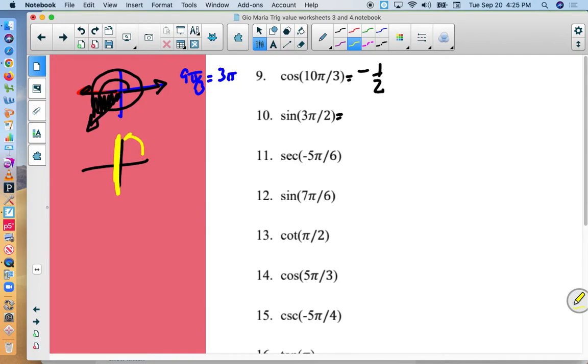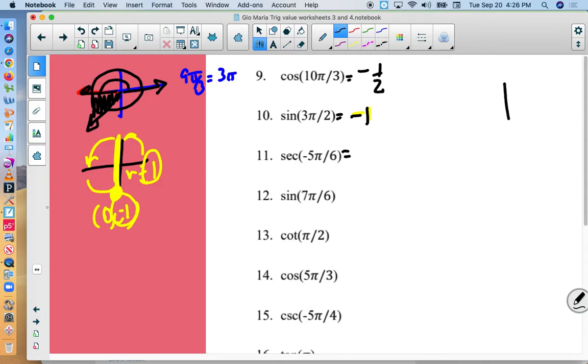This is 1 pi over 2, 2 pi over 2, 3 pi over 2's down here, where I think of the point 0, negative 1, if the radius is 1. Sine is y over r, so that's negative 1. Or it would match up if you filled in your chart, your IOU chart.